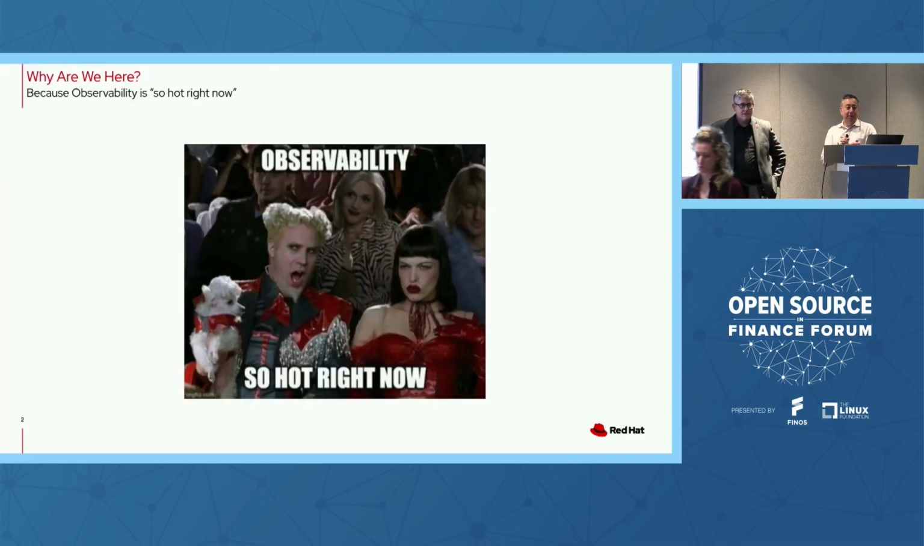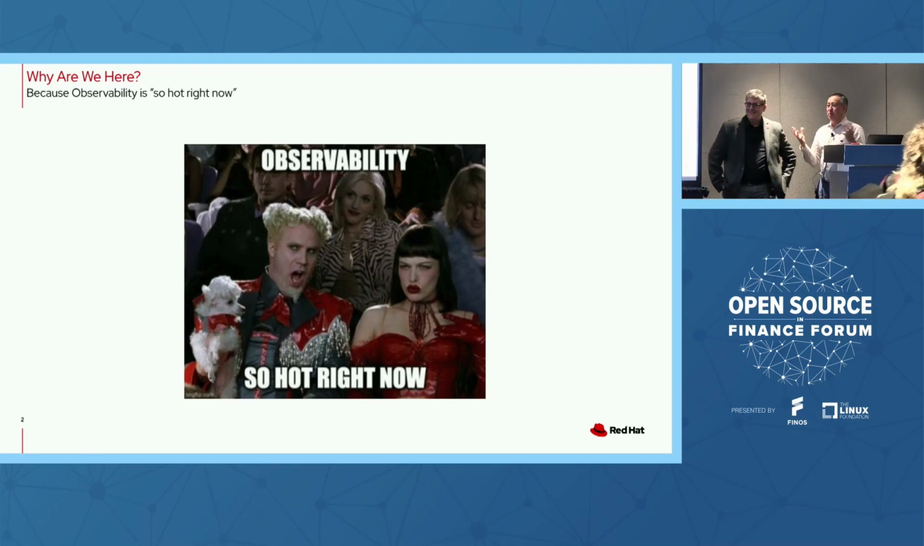So, to get us started, why are we here? First question. Because observability is so hot right now, obviously. Everyone talks about observability. It's interesting. Hopefully what we can do in the next 30 minutes or so is break down what is observability, why do we care about observability, and how open source tooling can help you build more observable systems, and hopefully a couple of best practices that you can take home and adapt within your organization.